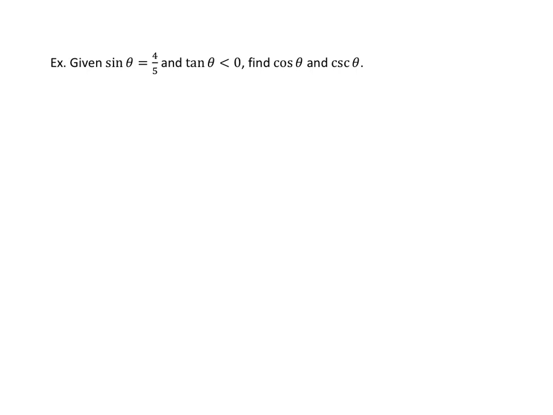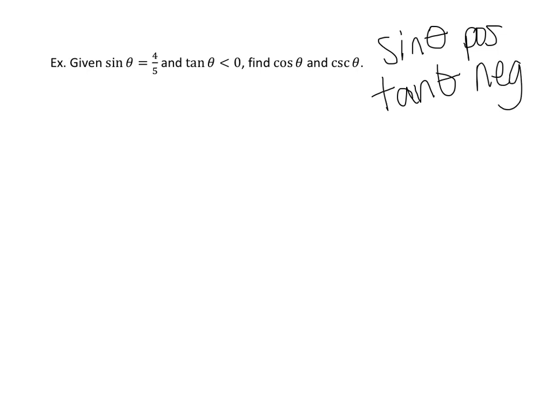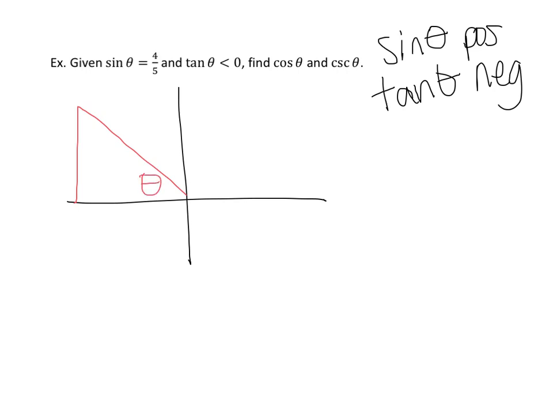So we're given that our sine equals 4/5 and our tangent's less than 0, which means negative. So my sine theta is positive and my tangent theta is negative. So what quadrant do I have to be in for my sine to be positive and my tangent to be negative? Well, for sine to be positive, I can either be in quadrant 1 or quadrant 2. So which of these two quadrants is tangent negative? Only in quadrant 2. So that's where my triangle is going to go. That's where my theta is going to fall.